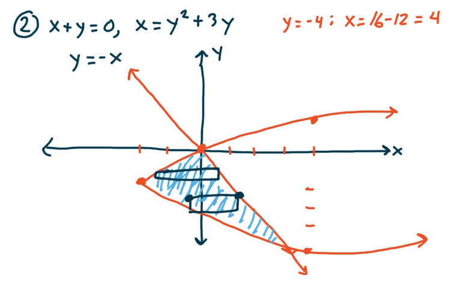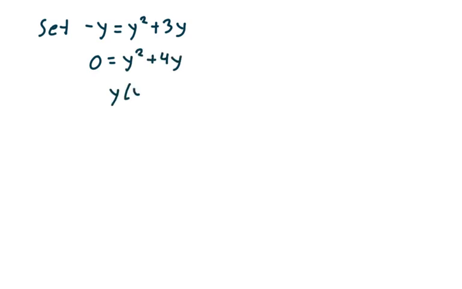So, by the way, if I solve for x, I get x equals negative y. Now, why did I do that? Because over here, notice that x is already in terms of y. Do you agree? Right? So now, I'm going to set negative y equal to y squared plus 3y. So 0 equals y squared plus 4y. So y times y plus 4 equals 0. So y is 0, or y ends up being negative 4.